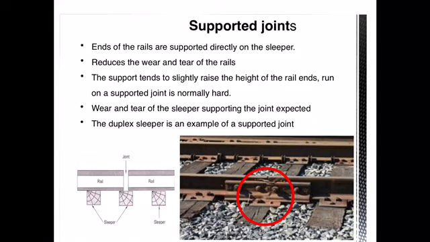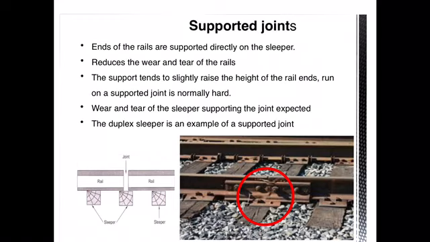Now let us look into the classification of joints based upon the position of the sleeper. Here you need to observe where the sleeper is provided. The first type of joint is the supported joint. As the name indicates, look at the picture here: the rail joints are supported directly over the sleeper. So joints come exactly at the place where you have the sleeper. Why has this been provided like this? It was expected that with supported joints, the wear and tear of the rails can be reduced since there is no cantilever action.